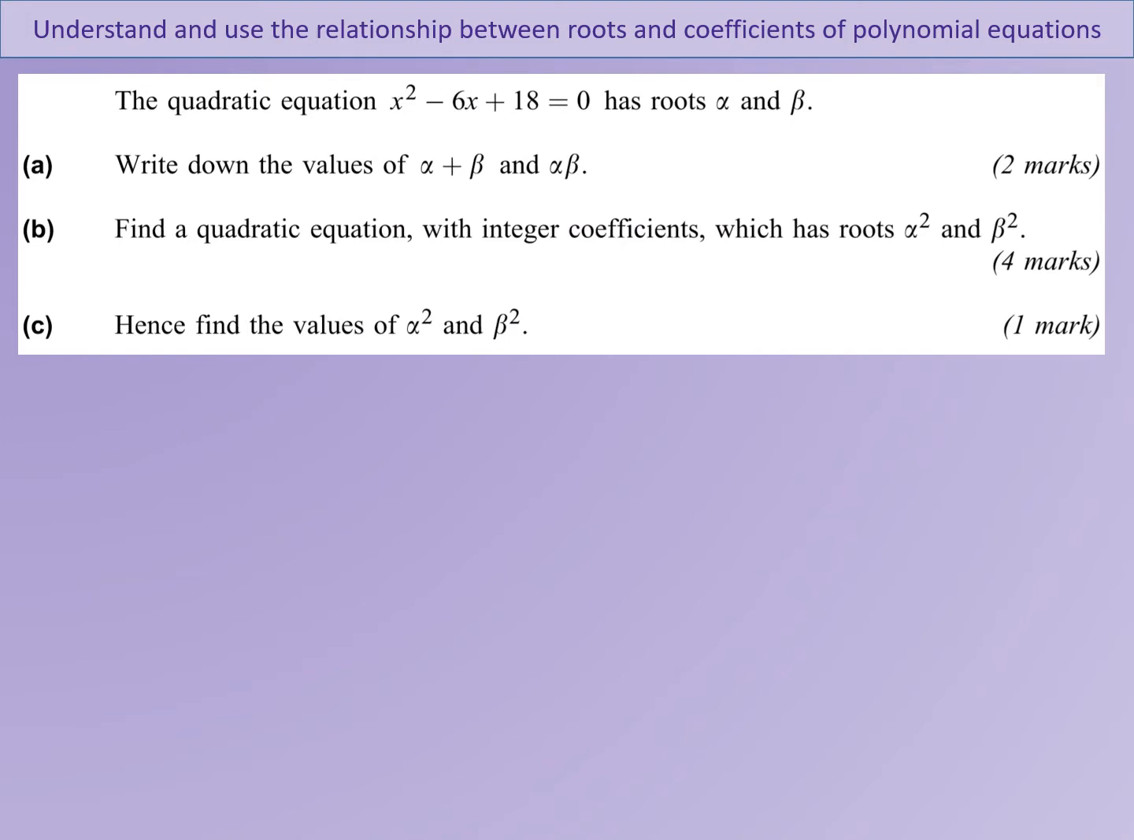Let's take a look at this example. The quadratic equation x squared take 6x plus 18 equals 0 has roots alpha and beta. Write down the values of alpha plus beta and alpha beta.